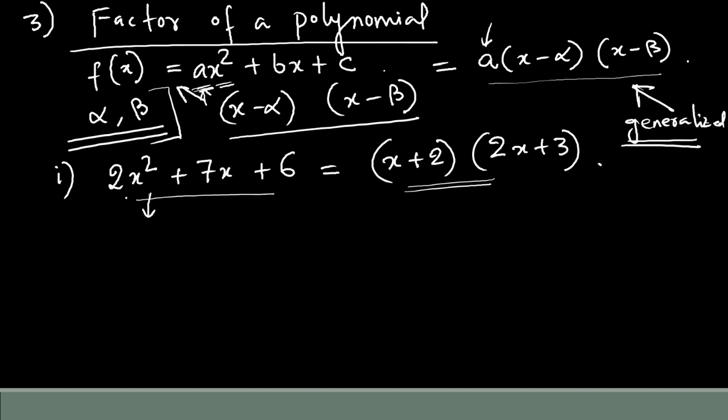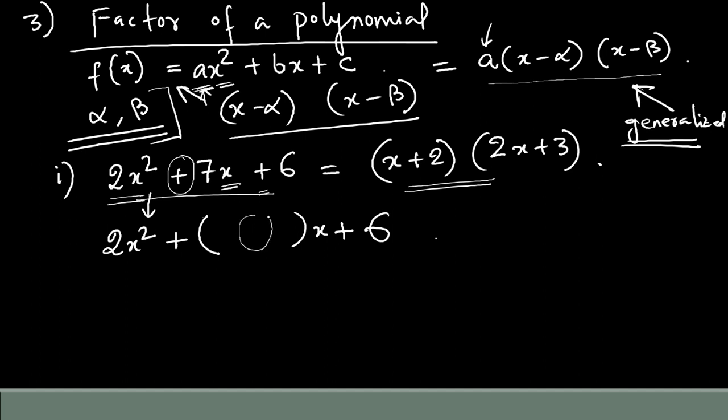So what will you do? First, whatever is here, 2x square, just write it as it is. Then there is an operator, plus operator, write it as it is. If it is minus, write minus, whatever it is. Instead of 7, just put a bracket like this. And after that, copy the same expression: x, copy x. Then the plus operator, copy plus. 6, copy 6.